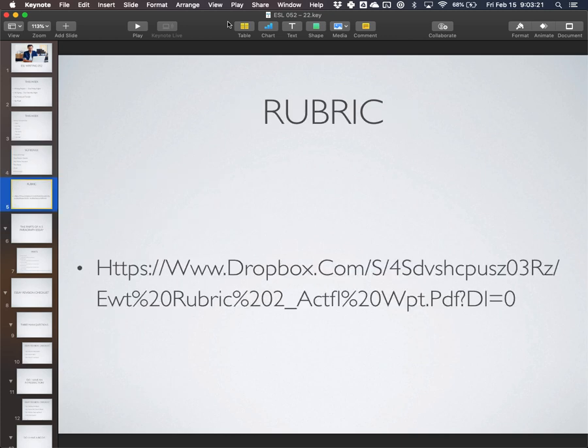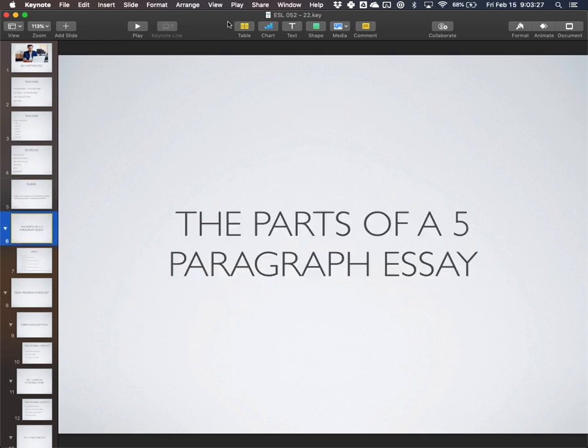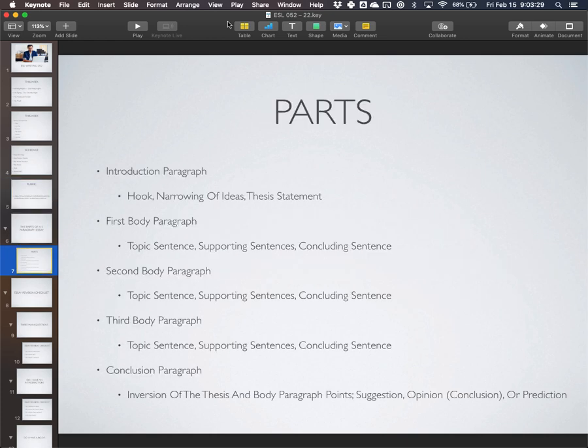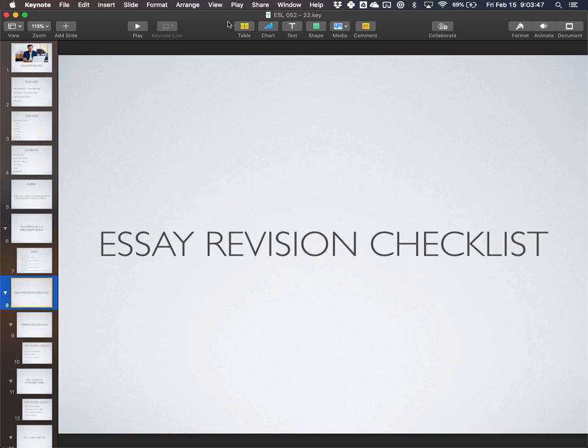Okay, so the rubric, we talked about that a bunch. It's important, so if you have any questions, go to the rubric. I'm not going to talk about it today. So the five parts of the essay, we talked about this too, right? Introduction, body, body, body, conclusion; topic sentences, supporting sentences, concluding sentences; some kind of a hook. Again, I'm not going to grade you on the hook, but narrowing of ideas and the thesis statement, that's important. Then a restatement of the thesis in some way, and a final paragraph point: a suggestion, opinion, conclusion, or prediction. We'll talk about that in a second too.